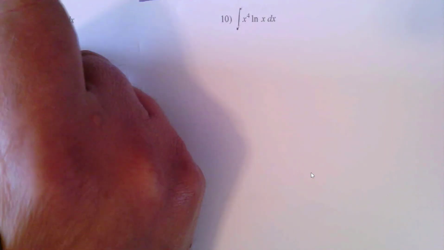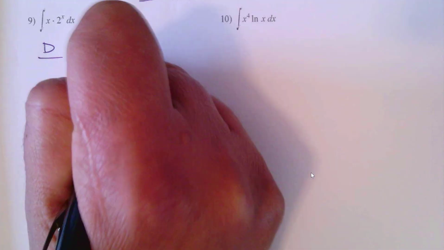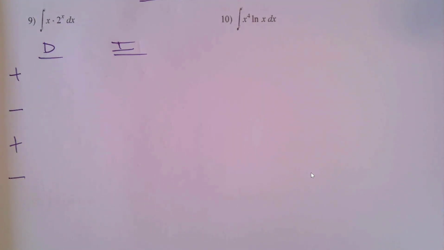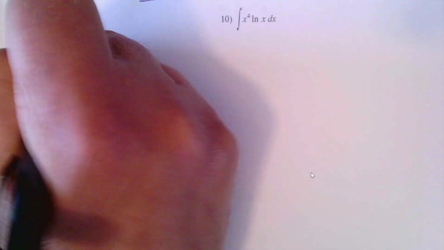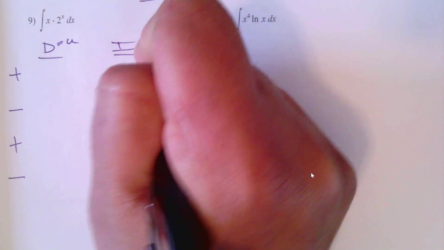So now let's look at number 9. So we're going to write out our columns, D, I, put the signs, plus, minus, plus, minus. The rows here might continue for a long time, depending on how many steps we need to do integration by parts. The D we want to be our u. That we want to be something that's easy to differentiate. Our I we want to be our dv. That we want to be something easy to integrate.